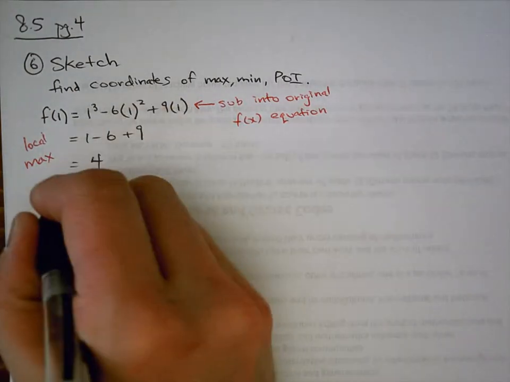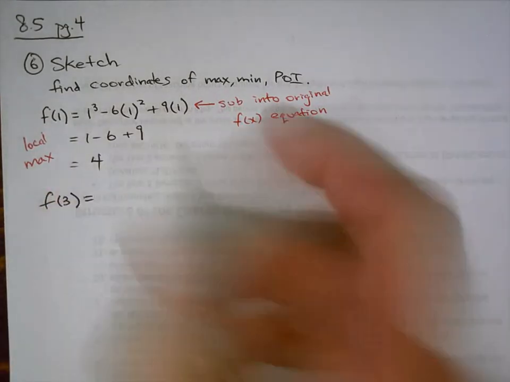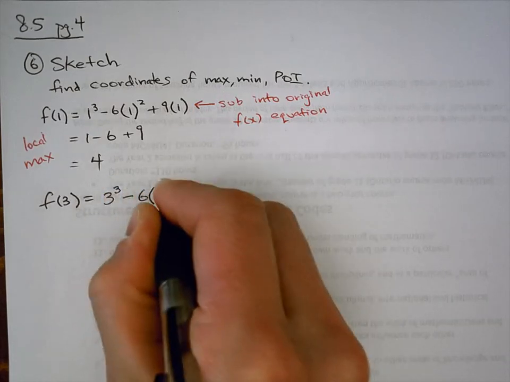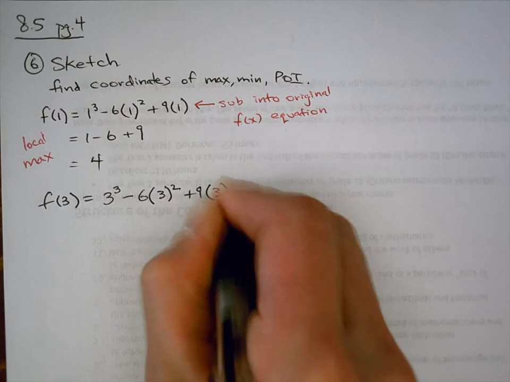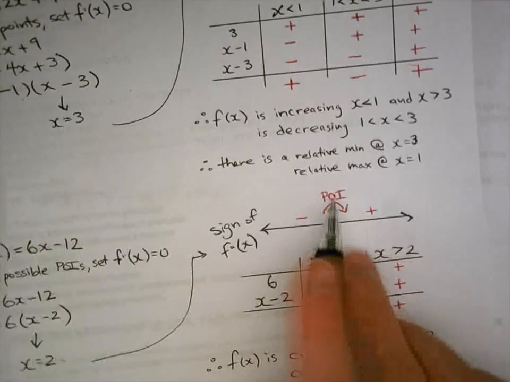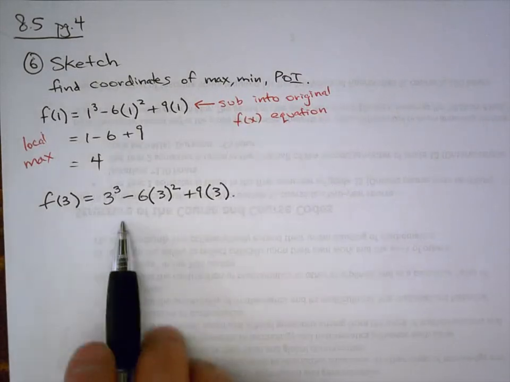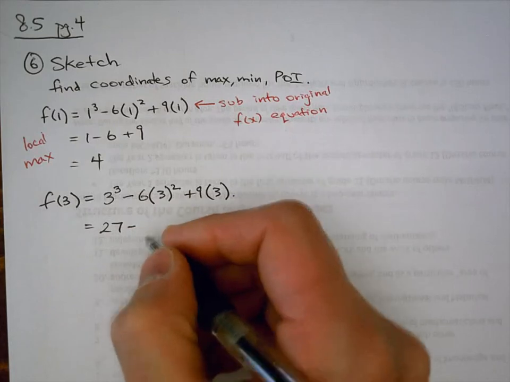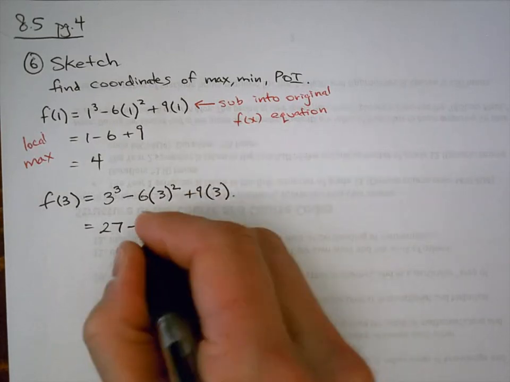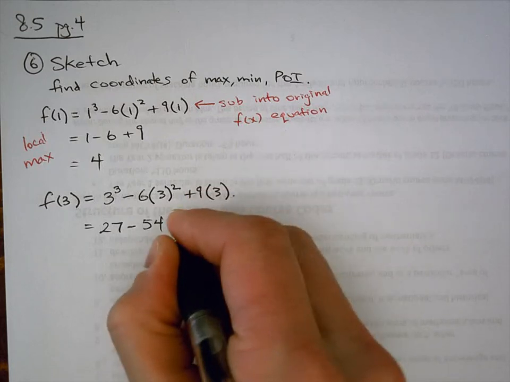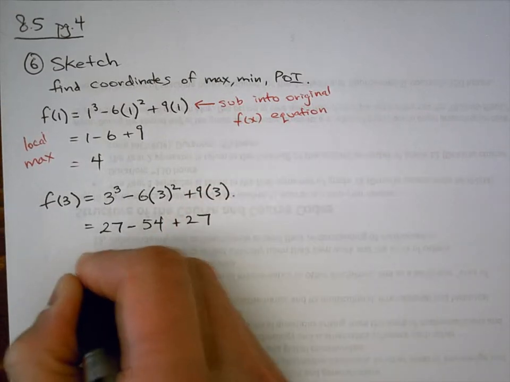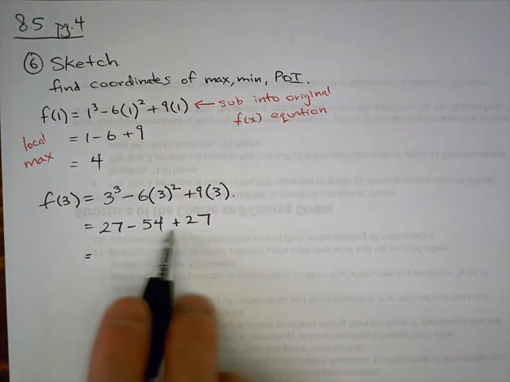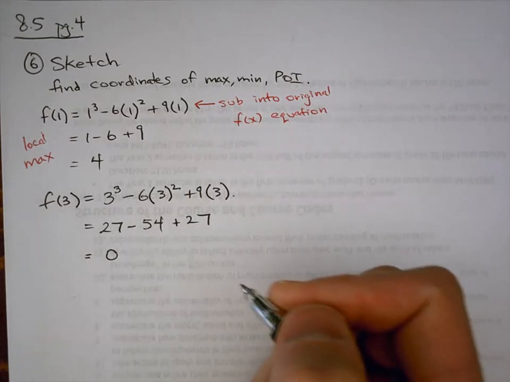Okay, my other point. I need to do the local min, which happened at x equals 3. So I have 3 to the power of 3 minus 6 times 3 to the power of 2 plus 9 times 3. Sorry, I should show you what I'm doing here. The relative min was at x equals 3. So I'm subbing in x equals 3. And I am going to get 3 times 3 is 27 minus 6 times 3 times 3 is 9, which is 54. 9 times 3 is 27. Okay, so I have 27 plus 27, 54. 54 minus 54 is 0. That's pretty cool.